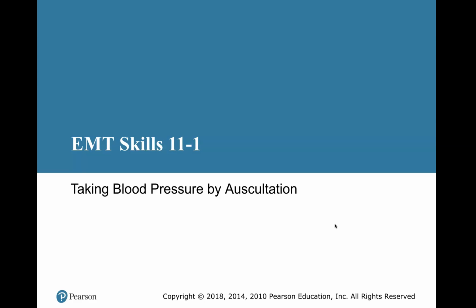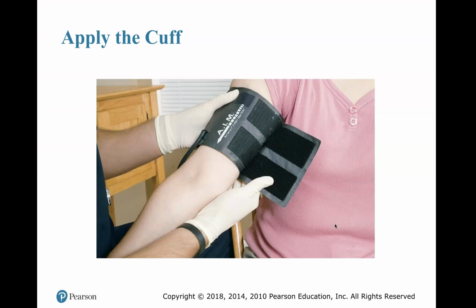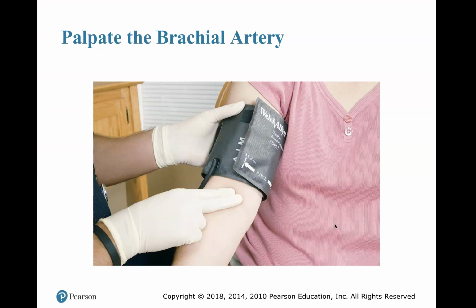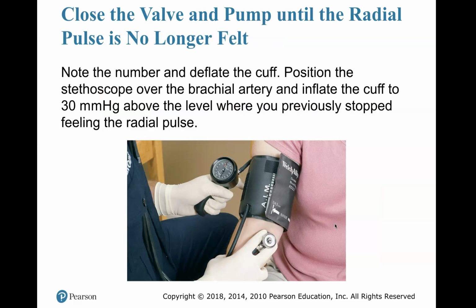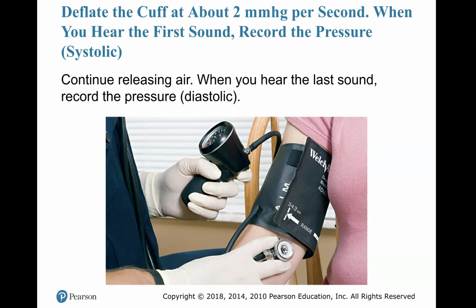And here's the auscultation blood pressure skill. Put on the cuff. Palpate the brachial artery. Find out where it is. Place your stethoscope where the brachial artery is, and pump up your cuff until you have no more pulse. Once you do that, you release.